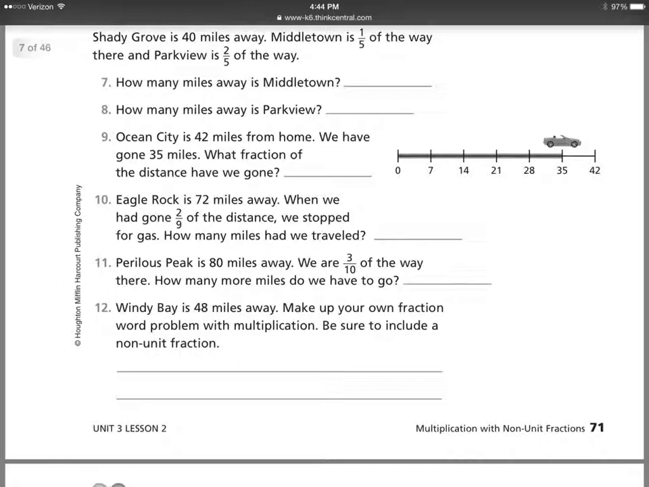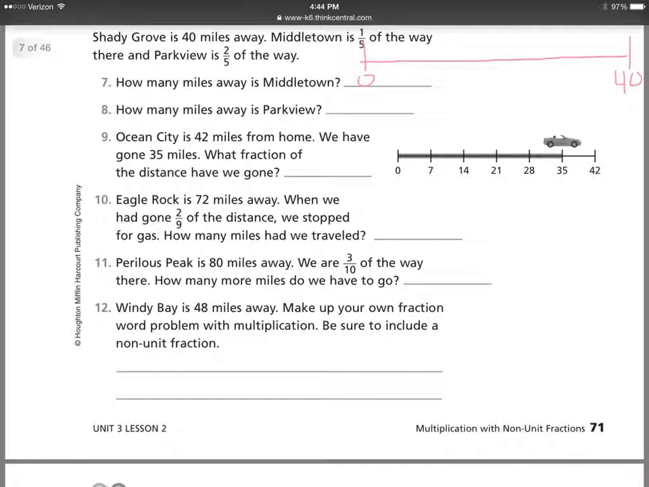I'm just going to help you set up the problems for number 7 and 8, but you're going to do these on your own. It says Shady Grove is 40 miles away. Middletown is 1/5 of the way there, and Parkview is 2/5 of the way there. So you can imagine that we're going to be setting up a number line. You should be drawing that number line right now. That number line will go from 0 to 40. That's how far away Shady Grove is. And we will need to break this number line up into a number of equal parts. How many equal parts will we be breaking it into?